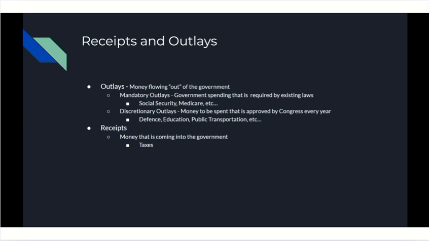And then receipts are money that is coming into the government as revenue, which is almost always a type of tax, whether it be corporate tax, income tax, various things like that.